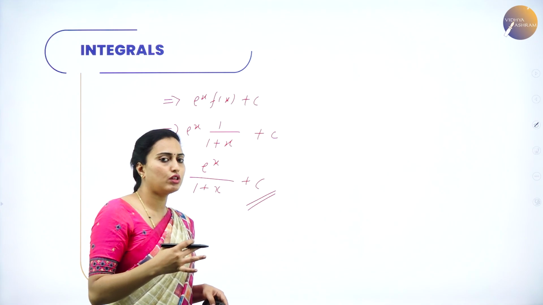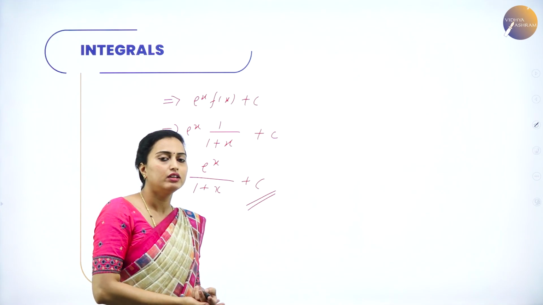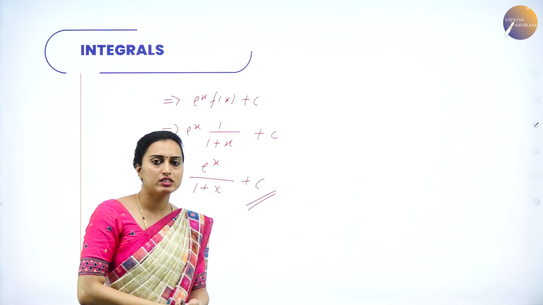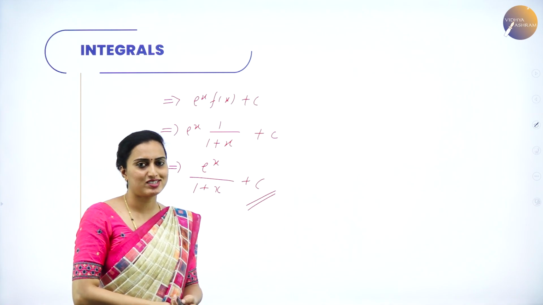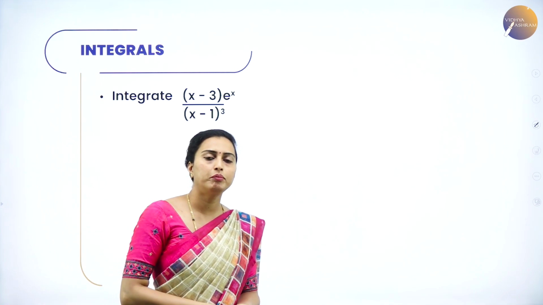I am going to reduce it to that form, bringing it in the form of e power x into f of x plus f dash of x. Now we'll be moving on to the next problem, dears.